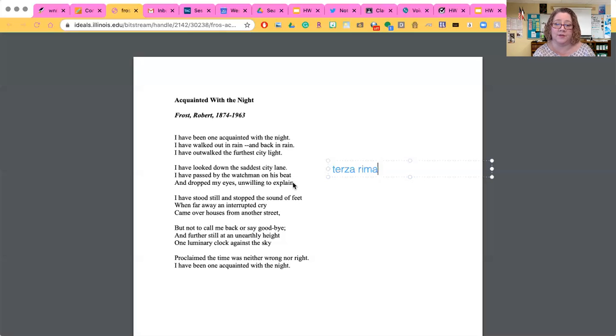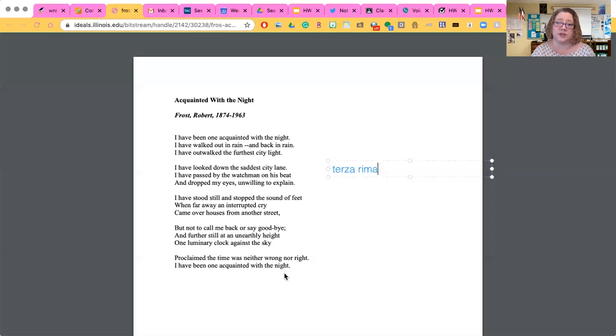So then we have C, D, C. So you can see that it's interlocking. And then D, A, because it goes back to light and night, and then sky, D, and then A, A.